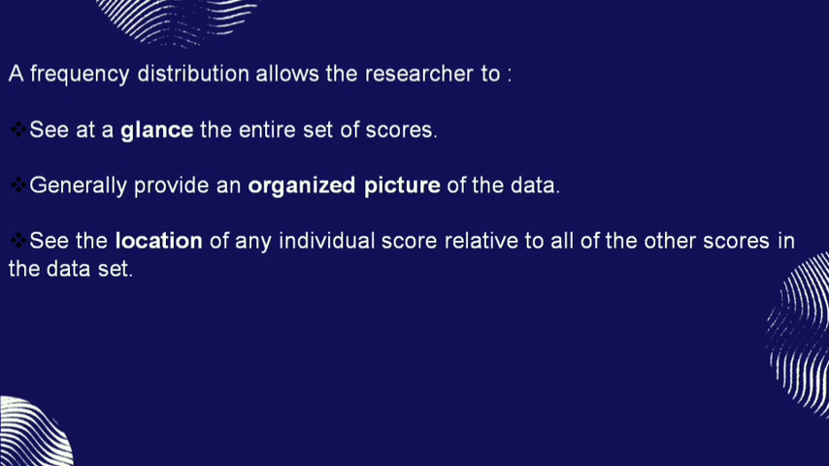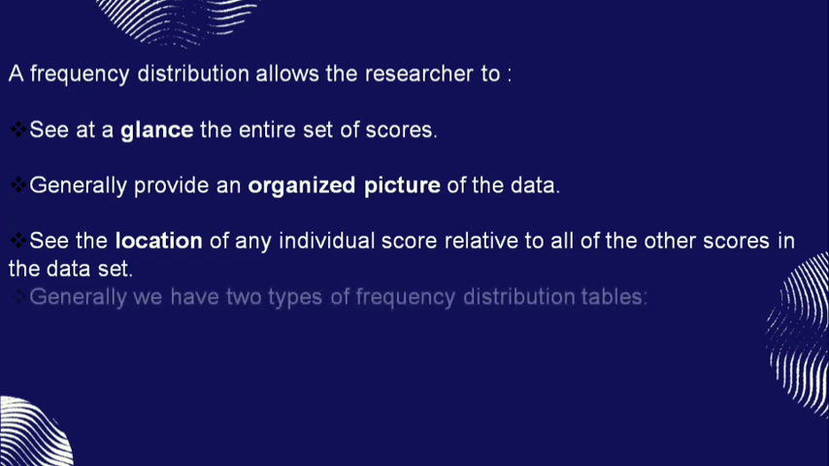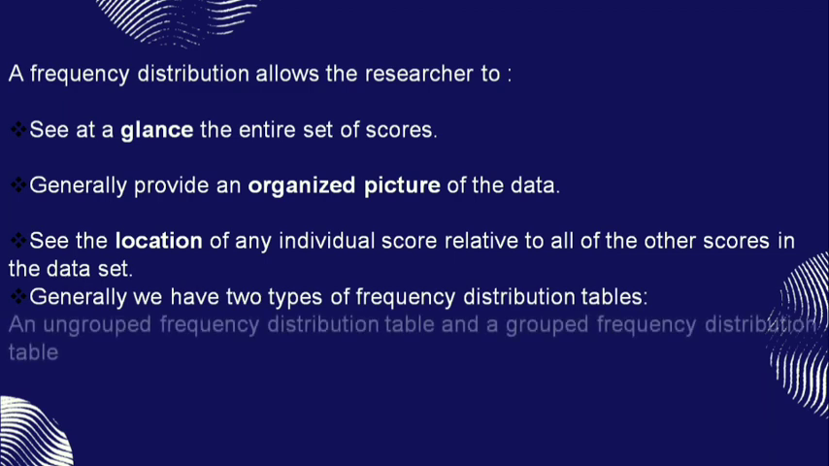Therefore, a frequency distribution is an organized tabulation of the number of individuals located in each category on the scale of measurement. Generally, we have two types of frequency distribution tables. The first one is an ungrouped frequency distribution table, and the second one is a grouped frequency distribution table. We will begin by first looking at an ungrouped frequency distribution table.